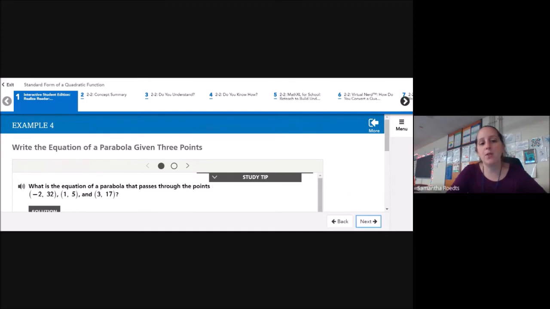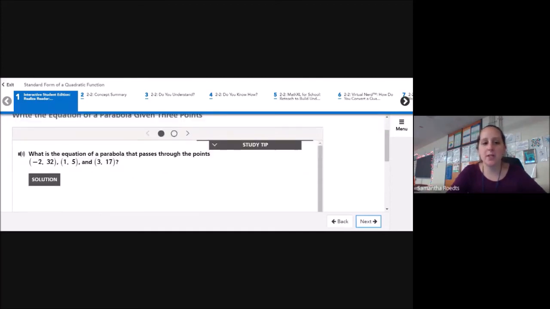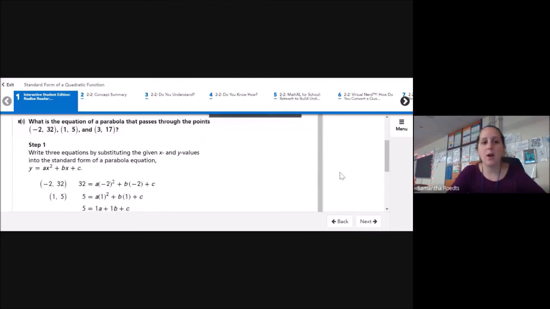So for example 4, I want to write the equation of a parabola given 3 points. So what's the equation of a parabola that passes through the points (-2, 32), (1, 5), and (3, 17)? Okay. So I want to write 3 equations by substituting the given x and y values into the standard form of a parabola equation. So y equals ax squared plus bx plus c.